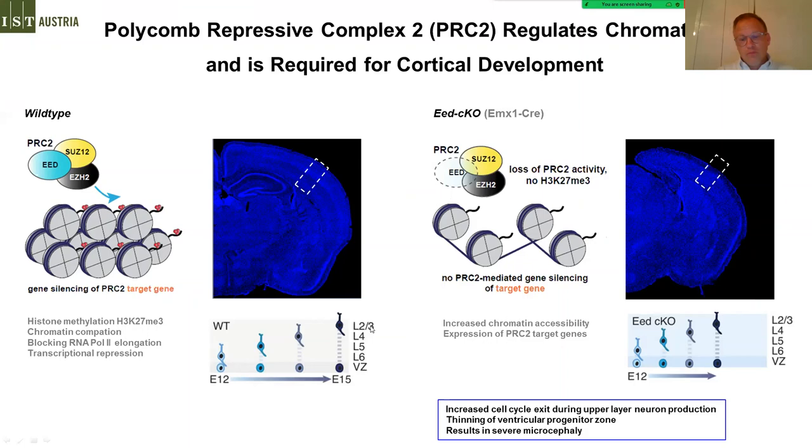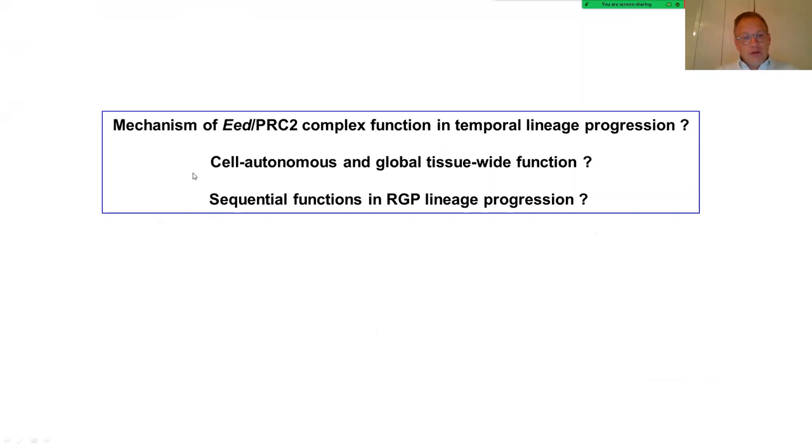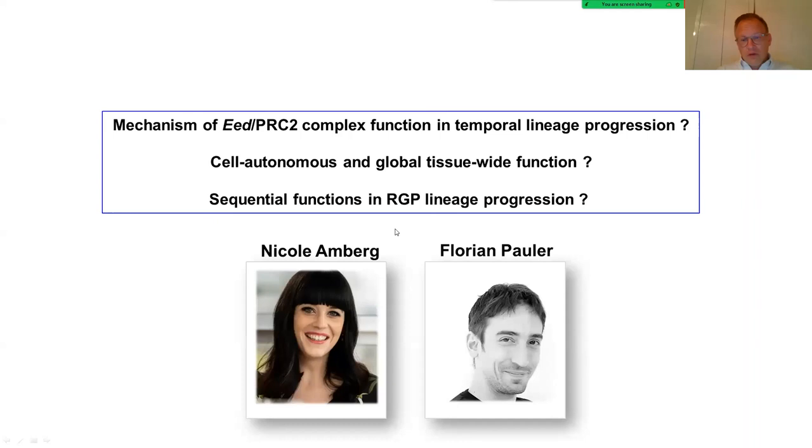Now, the questions that emerge here are, what are the mechanisms of this PRC2 histone methyltransferase complex in temporal lineage progression? What are the precise cell autonomous and potentially global tissue-wide functions of that complex? And thirdly, are there sequential functions in the radial glia lineage progression? This is a project of postdoc Nicole Amberg in the lab and a very talented bioinformatician, Florian, who also joined the lab about 5 years ago.